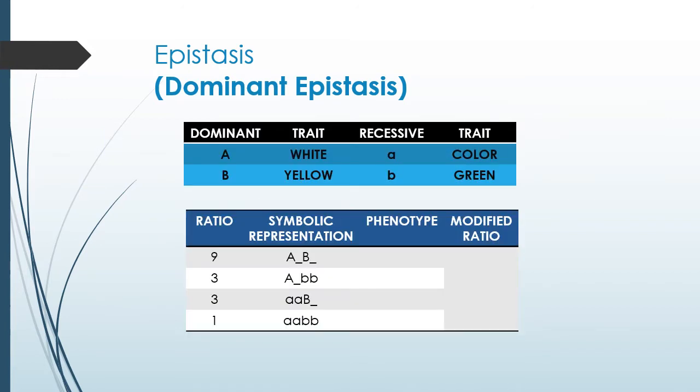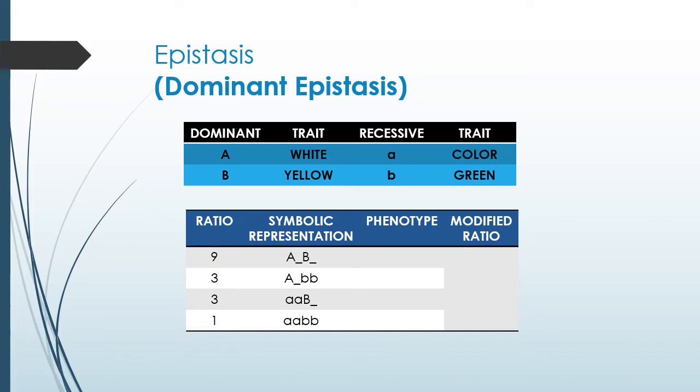The occurrence of dominant epistasis was observed in summer squash. Two genes are involved in determining the color of the squash. The dominant allele of gene A codes for white color, while the recessive allele codes for the presence of color other than white. On the other hand, the dominant allele for gene B codes for yellow color, while the recessive allele codes for the green color.